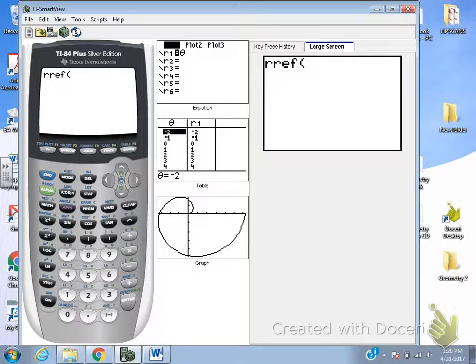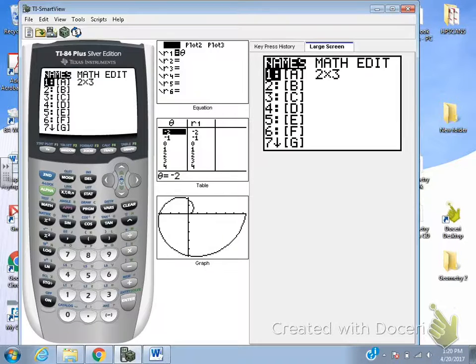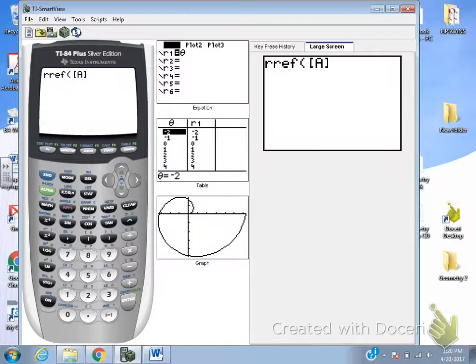So we have RREF. Is yours not working, Willie? Oh, okay. Then you hit second matrix, and you're just going to pick what matrix you want to use. We only put A in, so we'll just hit that. You can either hit close parenthesis or not. And you should come out with 1, 1/2, 2, and zeros. So we're going to go back to our example that we're working on.